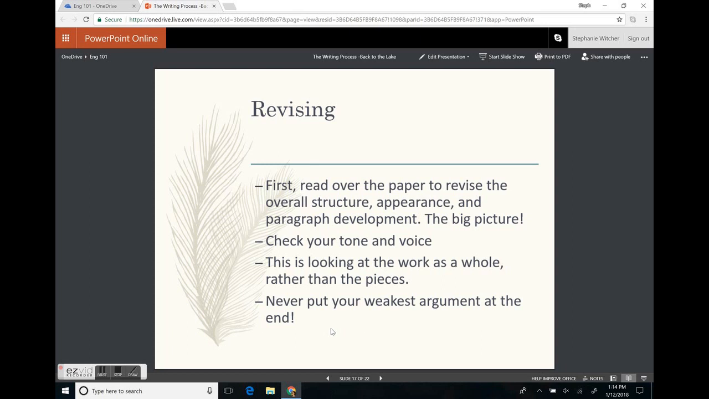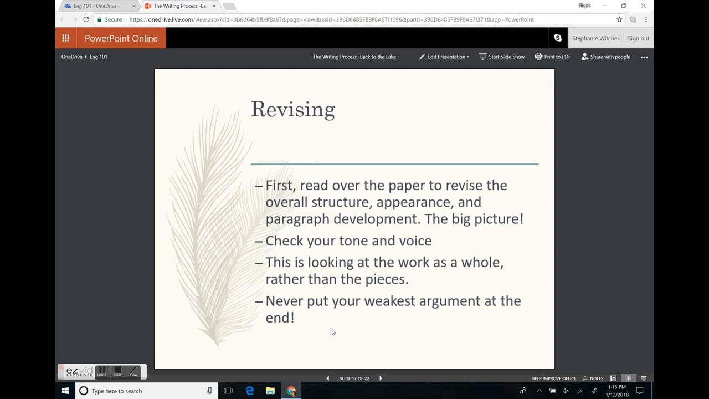All right, so then we need to work on fixing the paper, okay, because no paper is ever perfect. And so what can we do to make it better? Well, first we need to read over the paper to look for structure, appearance, and paragraph development. We're looking for the big picture. Does it flow well? Does it make sense that I put this sentence here? Does it make sense that I put this body paragraph before this one? Also, we're looking at tone and voice, and we'll talk more about that later.